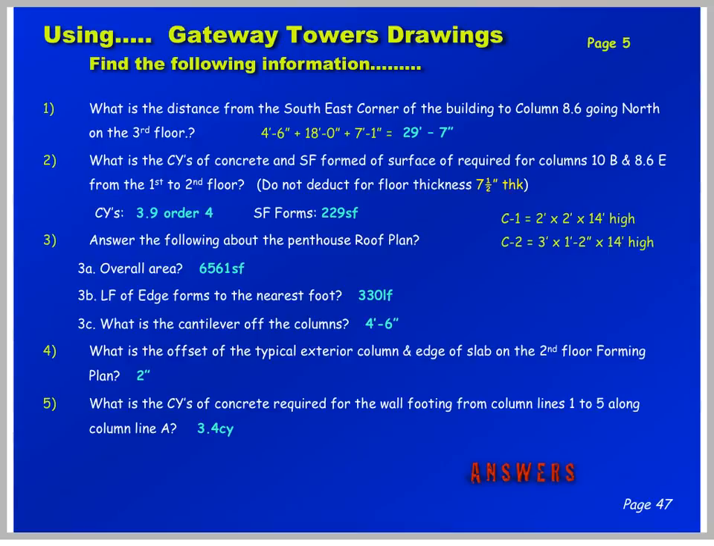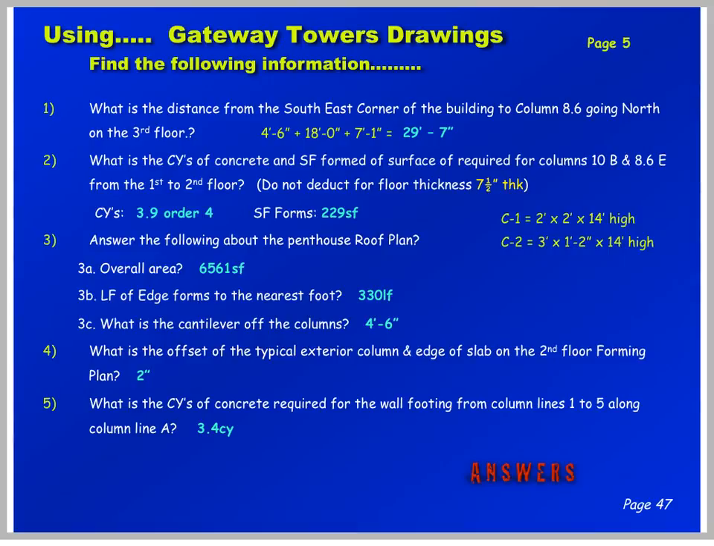Number 3, answer the following about the penthouse roof drawings. What is the overall area? 6,561 square feet. Lineal foot of edge formed to the nearest foot, 330 lineal feet. What is the cantilever off the columns? 4 foot 6 inches.